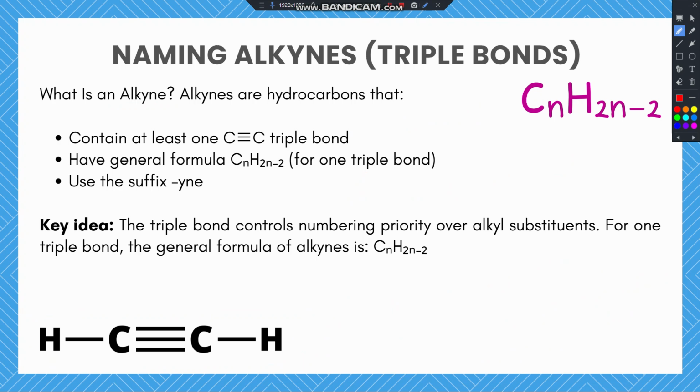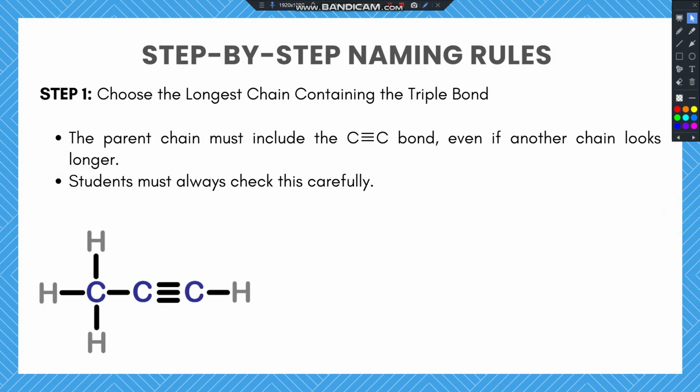Finally, they use the suffix yne. It is pronounced as yne. The triple bond controls the numbering priority over alkyl substituents. For alkynes that contain one triple bond, the general formula is CnH2n minus 2.